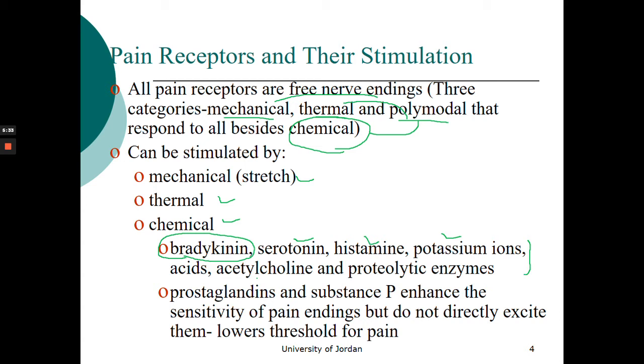Now, prostaglandin and substance P, they enhance pain by increasing the sensitivity of pain endings. So prostaglandin and substance P don't cause pain. They decrease the threshold for pain. They increase the sensitivity of the receptors for pain, so that the person will feel pain easily, okay? But they do not excite pain directly. They lower the threshold for pain.